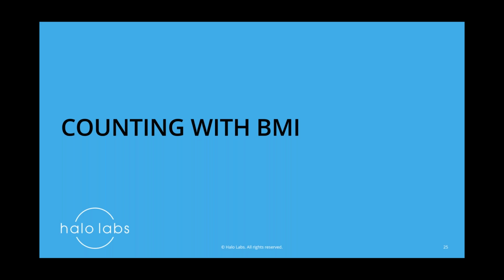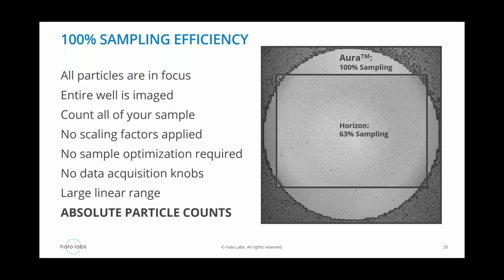Let's get into counting with backgrounded membrane imaging. A key advantage, as I mentioned before, of the Aura over the Horizon system is that now we sample 100% of the membrane. While before we sampled about 63%, the new system samples 100% of the sample. That's really important for validation because you want to measure everything and not have to use extrapolation factors.